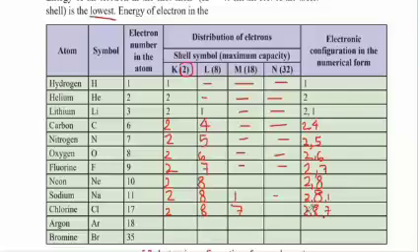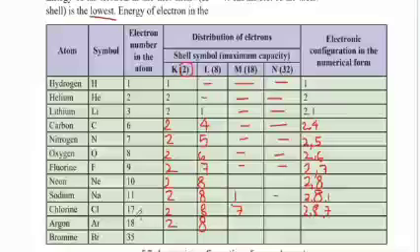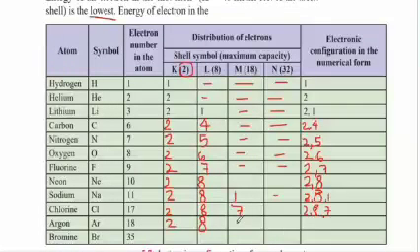The next one is argon. Argon is given by the symbol Ar and it has 18 electrons in total. So again, the first 2 electrons would go in the K shell, 8 electrons would go in the L shell. 8 plus 2 is 10 and 18 minus 10 is 8. So we have 8 electrons remaining and those 8 electrons would go in the M shell because the M shell has a total capacity of 18 electrons. And now the electronic configuration would be 2, 8, 8.